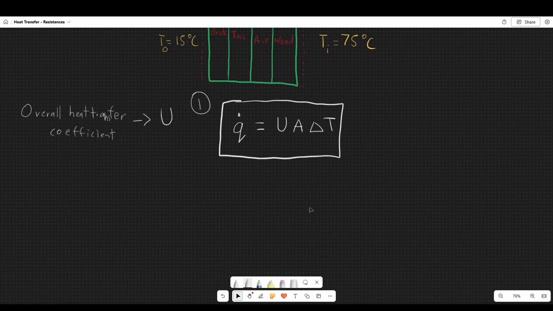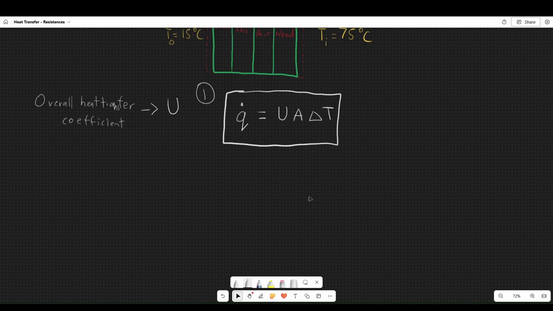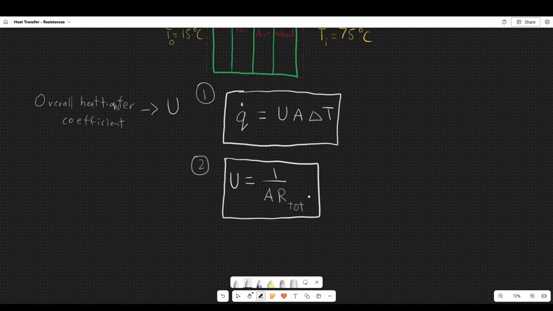Okay, so we have that, and then the next equation that we're going to need is, basically, how do we find U? Well, U is equivalent to 1 over A times the total resistance of that system. Okay, so this is the second equation we're going to need. And you can see this equation written another way. This is the same thing as if you were to write Q dot equals delta T over R. Okay, so this would be equivalent.